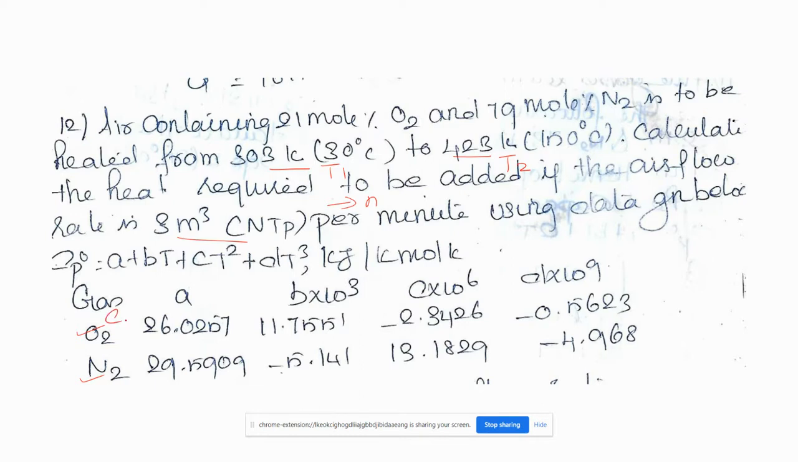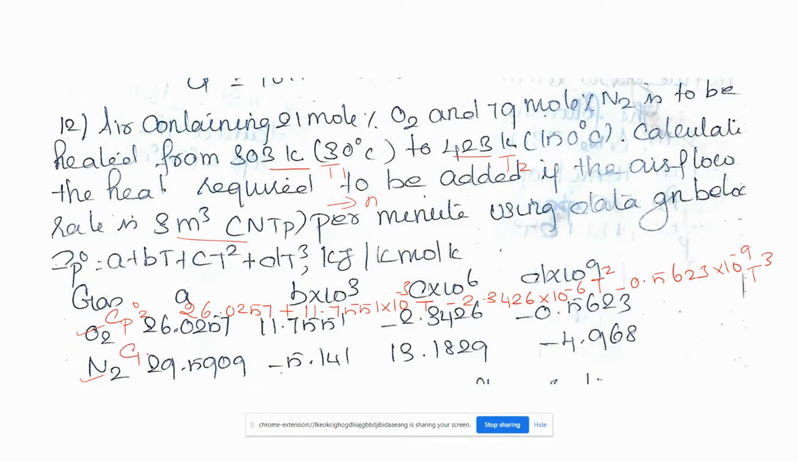First we will write the Cp naught of O2, which is A plus Bt and so on: 26.0257 plus 11.7551 into 10 power minus 3 T, then minus 2.3426 into 10 power minus 6 T square. This minus, all of you should remember, don't forget. Then minus 0.5623 into 10 power minus 9 T cube.